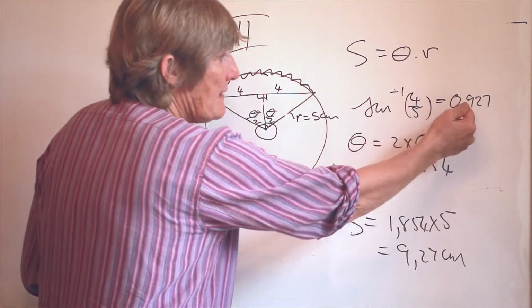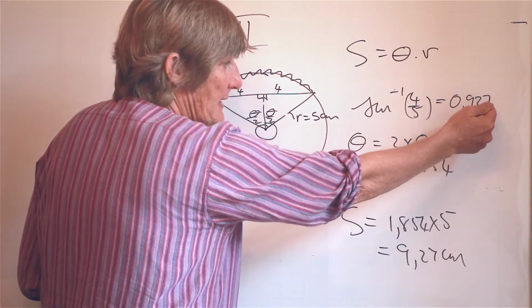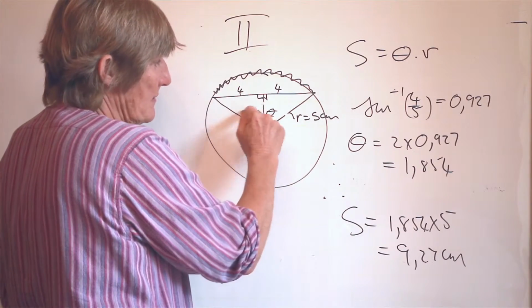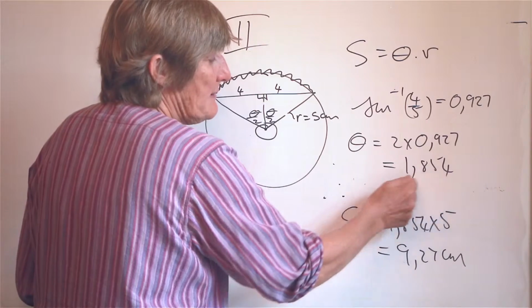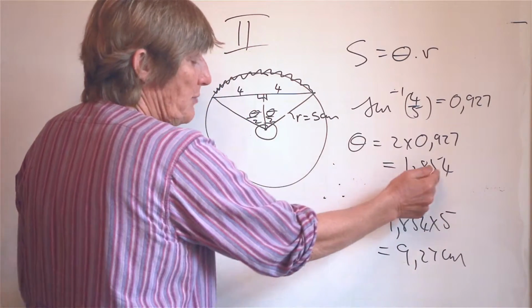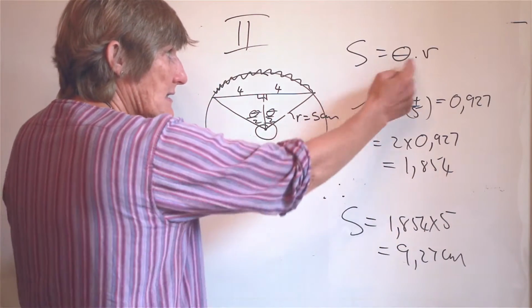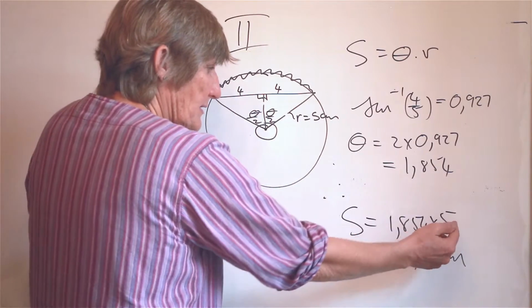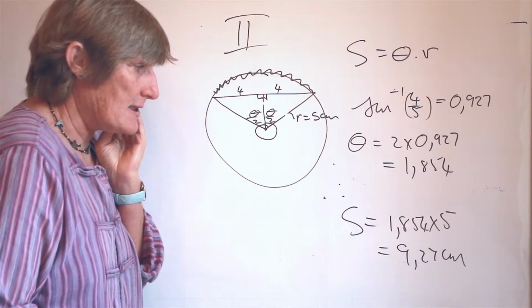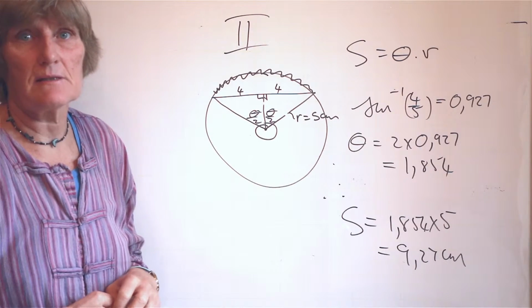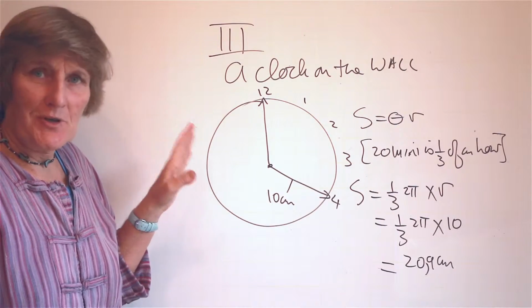Okay, so we get that is now in radians, but theta is now this whole angle, so it's twice that. So we see that our radian of this angle is 1.854. So S is theta r, we times it with the length of the radius, and we see that the arc is 9.27 centimeters.